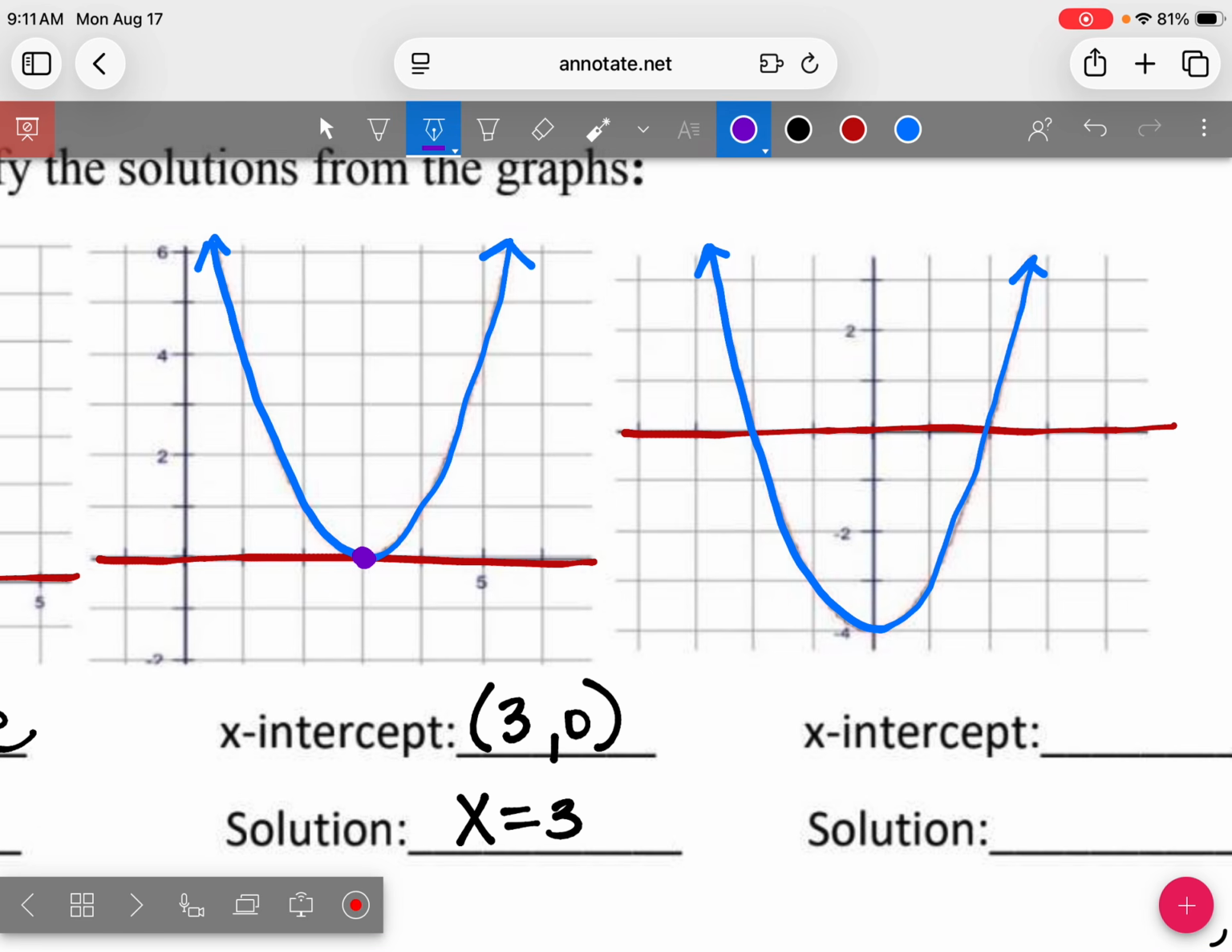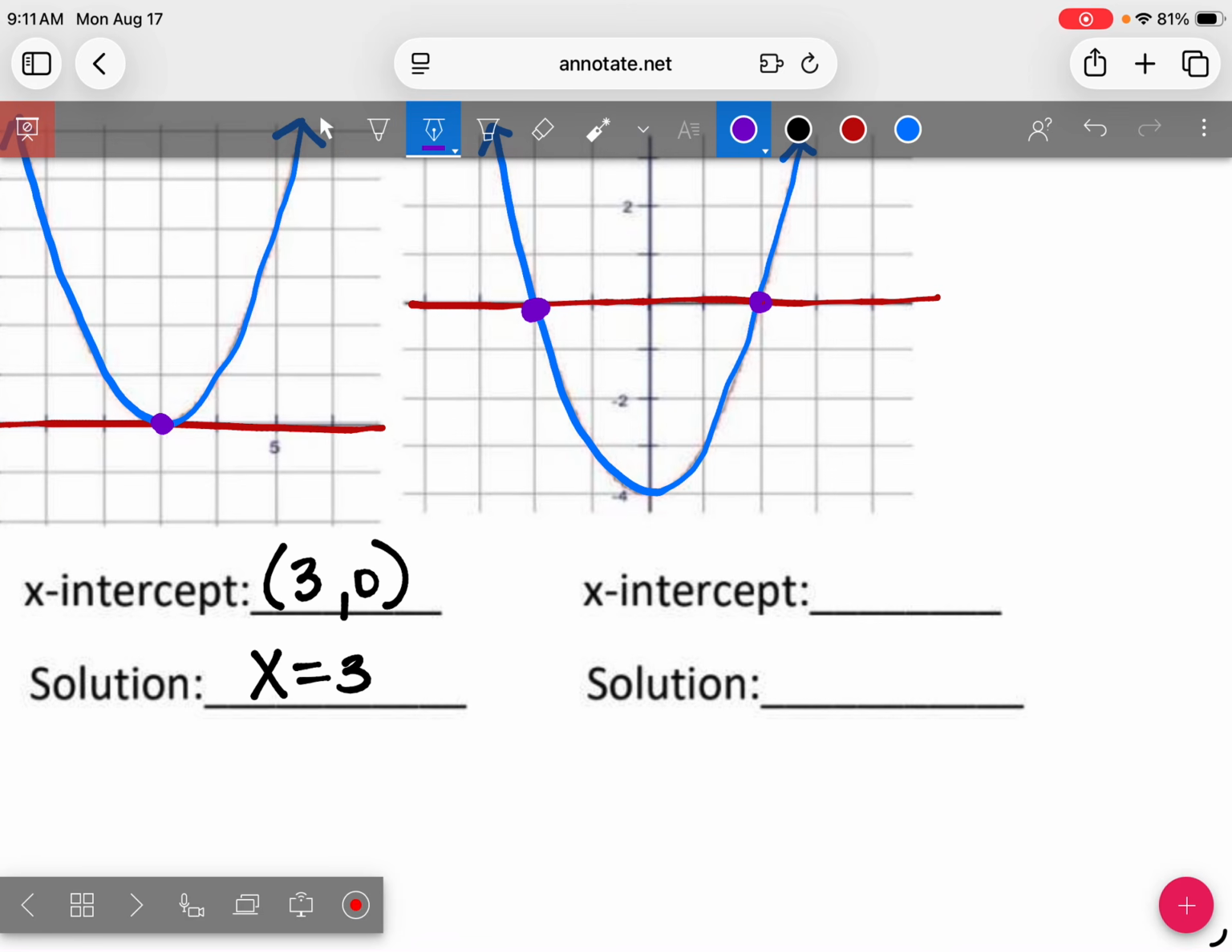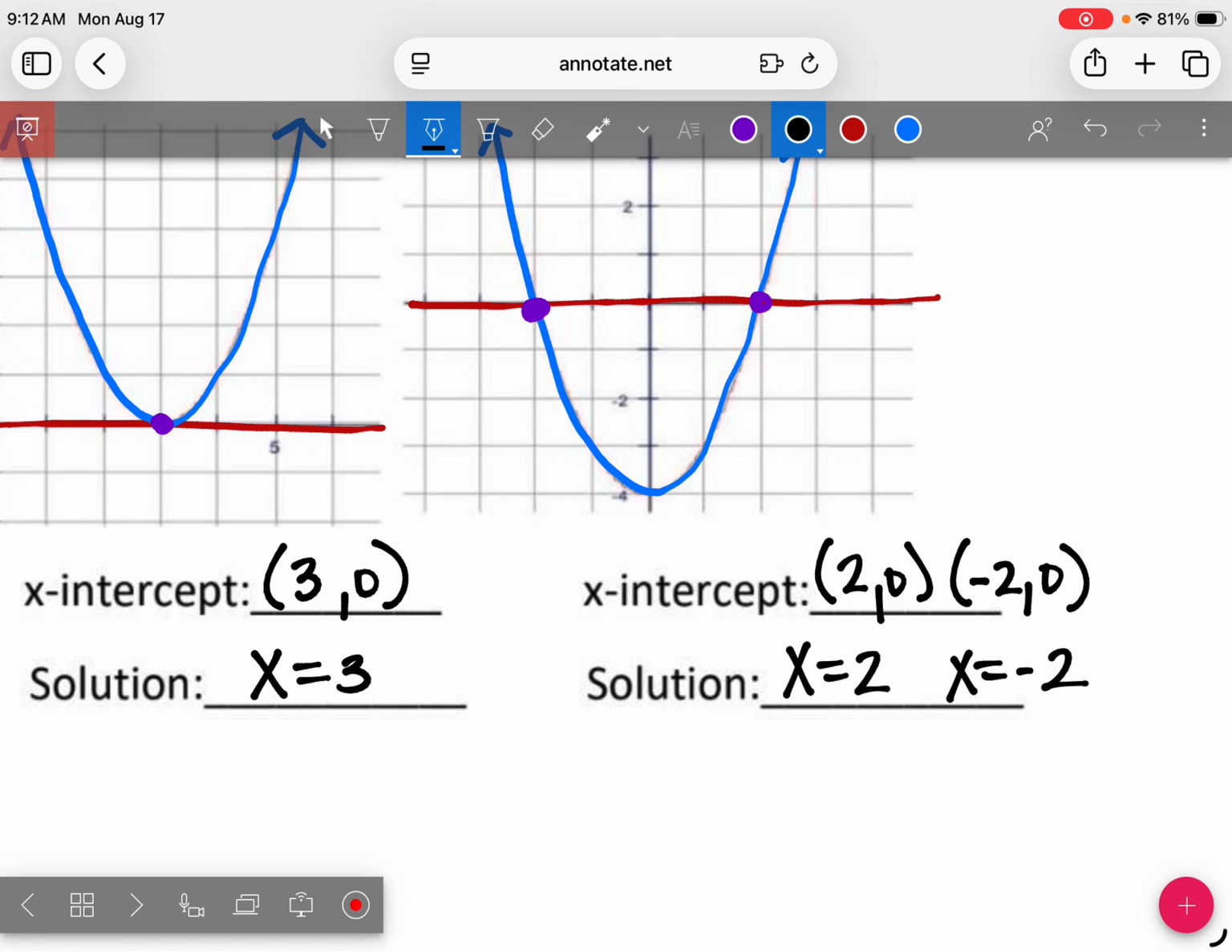So this one crosses twice, here and here. So now we have 2 solutions. So what would be my 2 solutions? 2 and -2. Good job. So I have a solution at +2, 0, and I also have one at -2, 0. So you could say x equals 2, x equals -2.